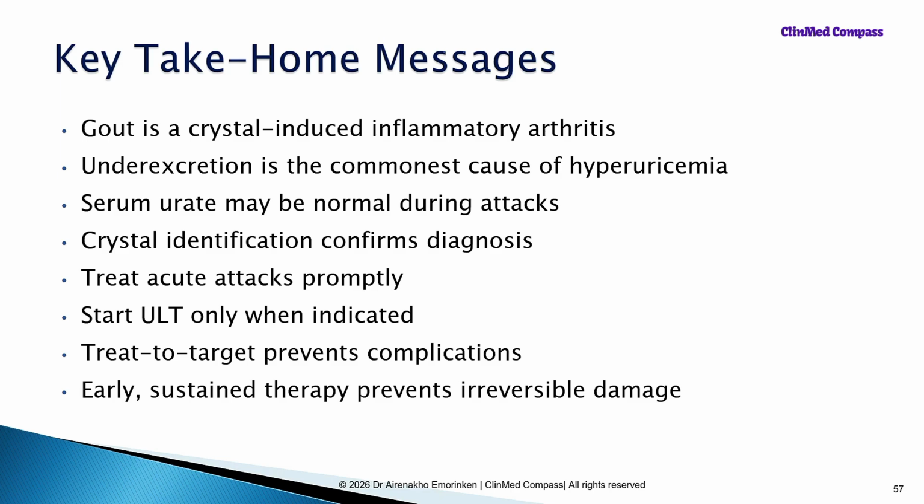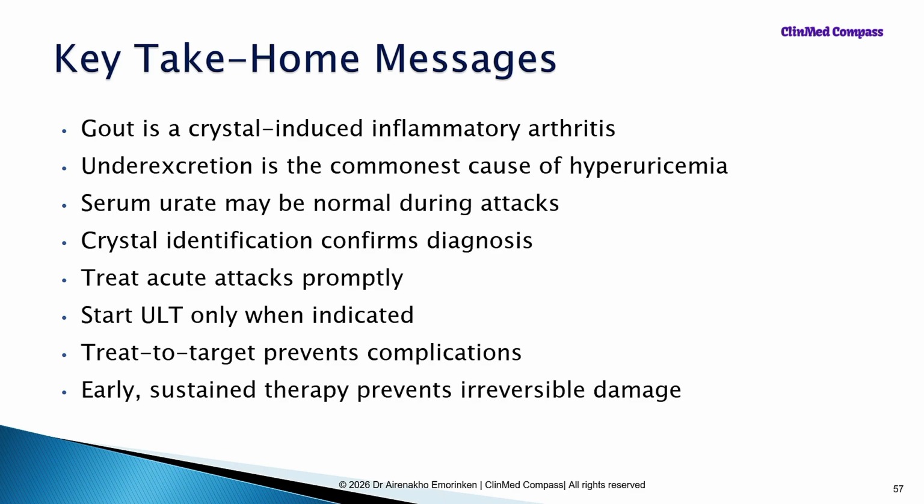To wrap up this lecture, here are essential take-home messages. Gout is a crystal-induced inflammatory arthritis driven by monosodium urate deposition. Under-excretion is the commonest cause of hyperuricemia. Serum uric acid may be normal during acute attack. Don't be misled. Crystal identification confirms diagnosis.